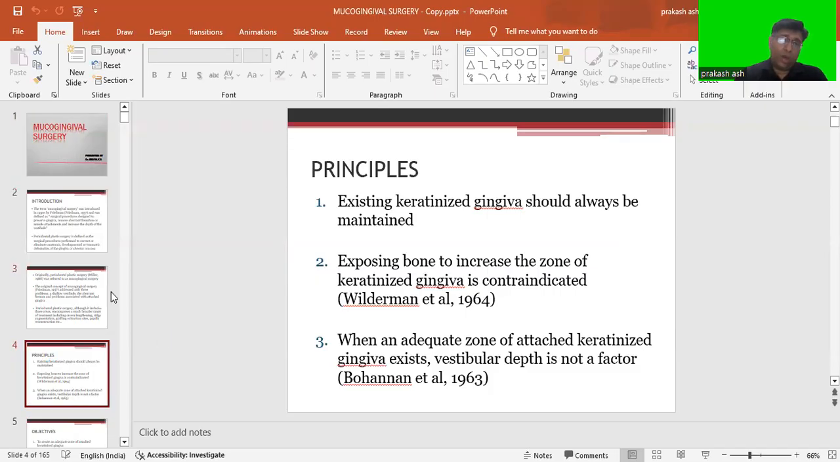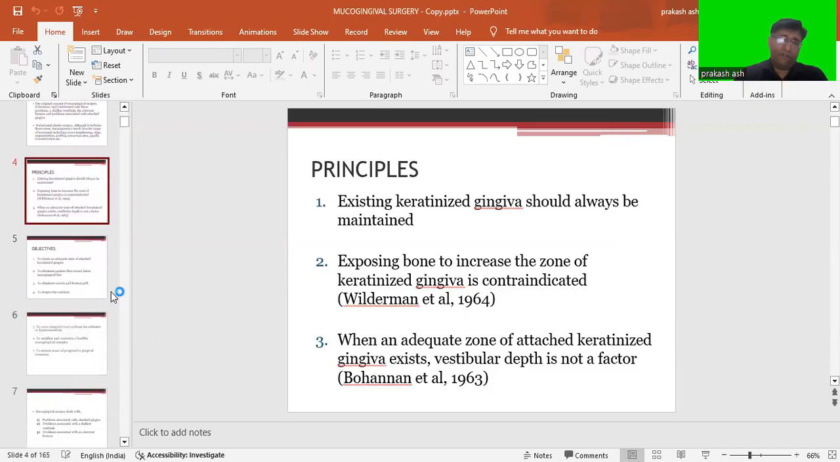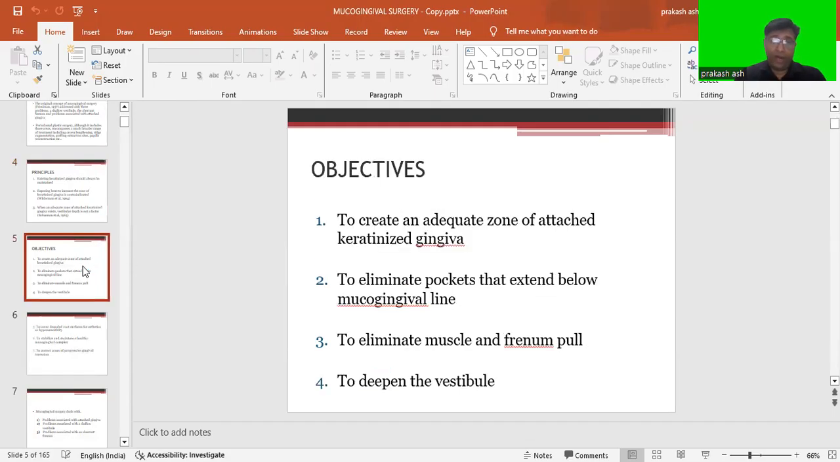Now, what are the principles of mucogingival surgery? For that, you must know these things. That is, existing keratinized gingiva should always be maintained. Then exposing bone to increase the zone of keratinized gingiva is contraindicated, said by Widman in 1964. When an adequate zone of attached gingiva exists, vestibular depth is not a factor, said by Bonham.